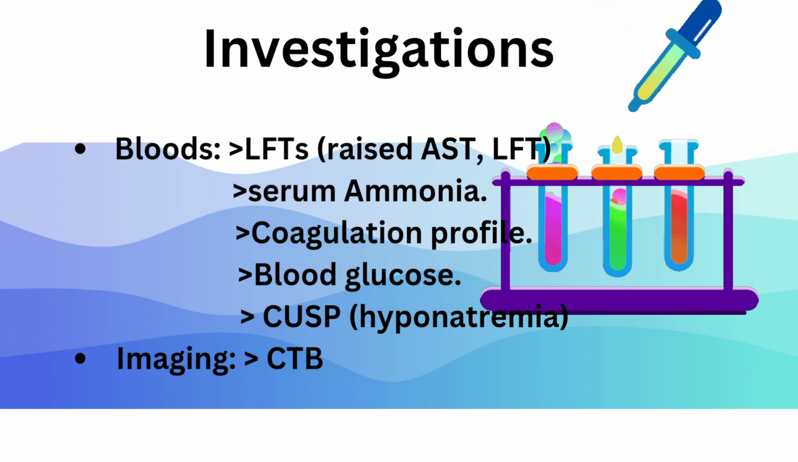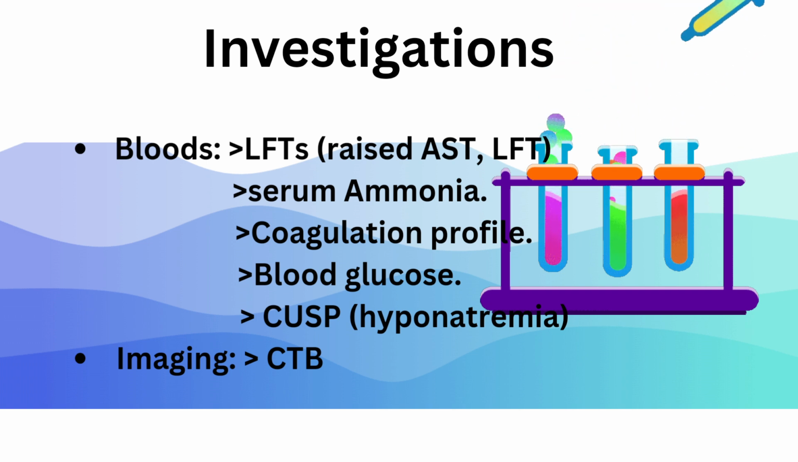These patients will have high serum ammonia levels, as we have said that one of the liver functions is to filter nitrogen-containing toxins like ammonia. Now, because the liver is unable to do that, these patients will accumulate ammonia in the circulation. You would want to do your coagulation profile, your INR and PTT, as one of the functions of the liver is to synthesize clotting factors 2, 7, 9, and 10. So these will be prolonged.